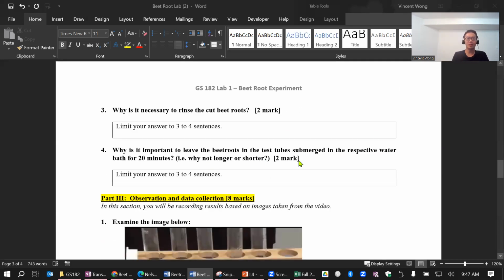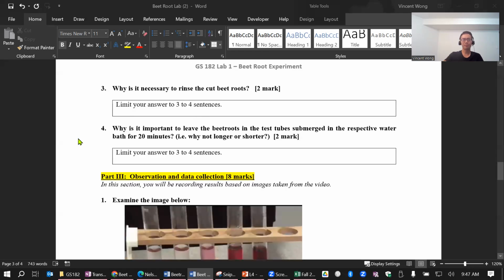Why is it necessary to rinse the cut beetroots afterwards? Again, this is 2 marks, right? You will see in the experiment after she cuts it, she has to rinse it and then dry them. This is important, right? You want to tell me why this is necessary, and what happens if you don't do that. If you don't rinse them and then you continue with the experiment, how is that going to affect the results? Okay, 3 to 4 sentences. Again, you don't have to write too much. If you are to the point, you might even be able to answer this in 2 sentences.